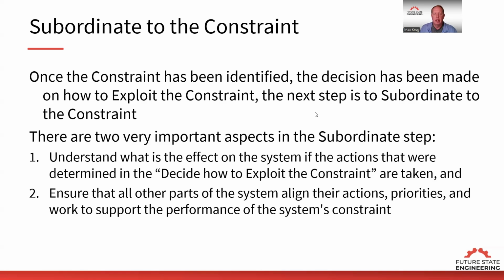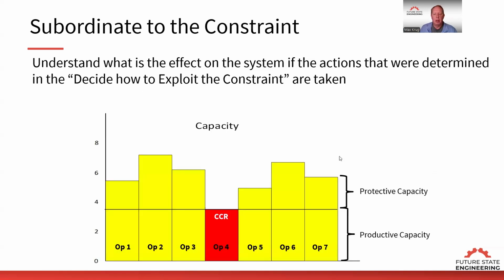So when we talk about protective capacity, we've talked about this significantly through the series about creating protective capacity. The protective capacity is the capacity that all resources have above the constraint capacity. And so if we decide how to exploit the constraint, what we're doing is we're going to say, okay, how do we get more out of this resource? We're going to increase the capacity of this resource.